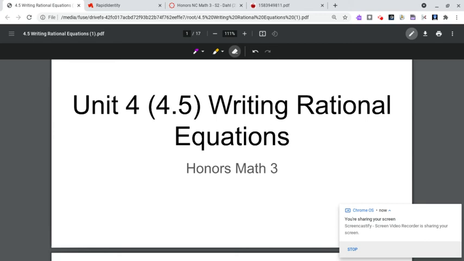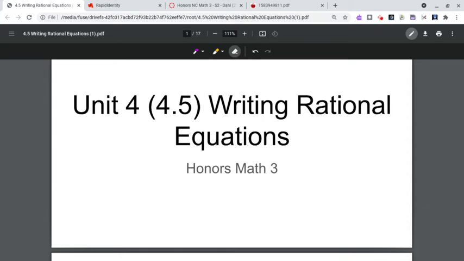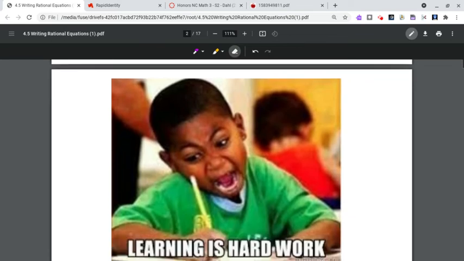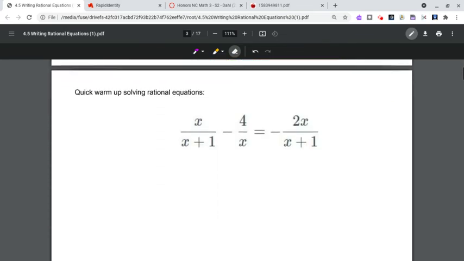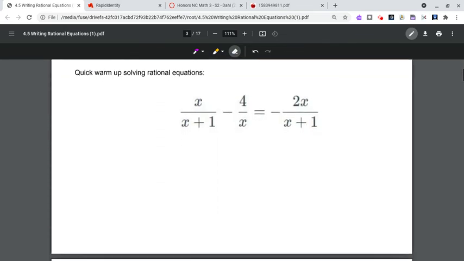Good morning. Today we are going to work through Lesson 4.5, Writing Rational Equations. We're going to start with a couple warm-up questions, and the warm-up questions are going to involve solving rational equations.